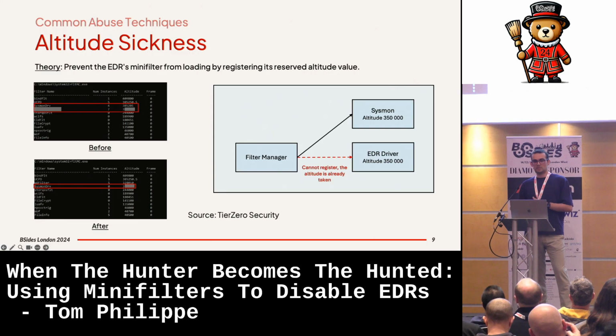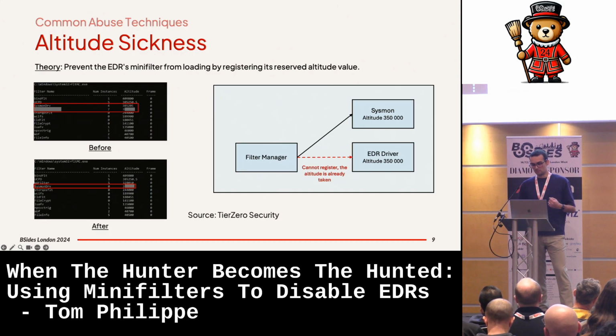We've seen before that each minifilter needs to have a unique altitude value to define the order in which they are called. But what we did not talk about is what would happen if two minifilters had the same value. Because these altitudes are just values that are set in the registry of each minifilter. If we have two minifilters, nothing prevents us from changing one value to the other. And this is exactly what the researcher from Tier 0 Security did.